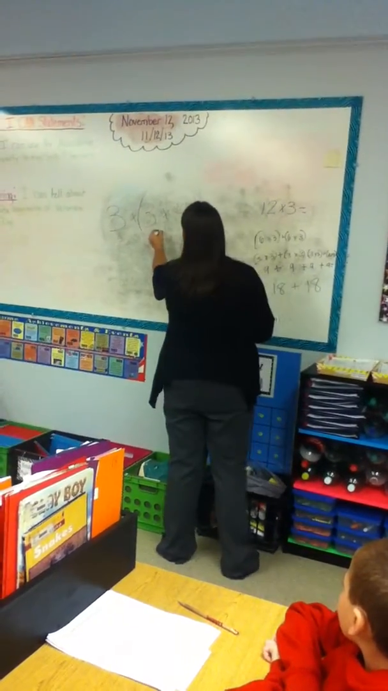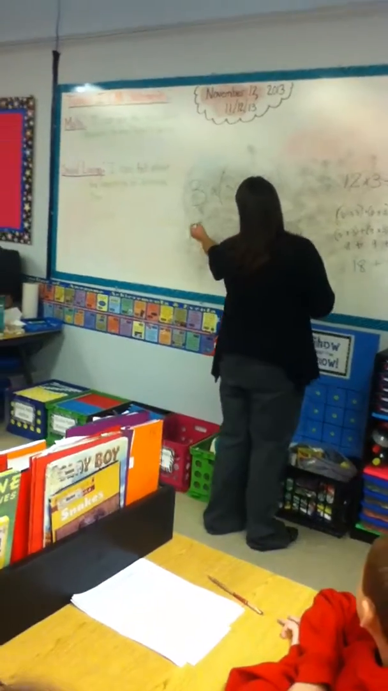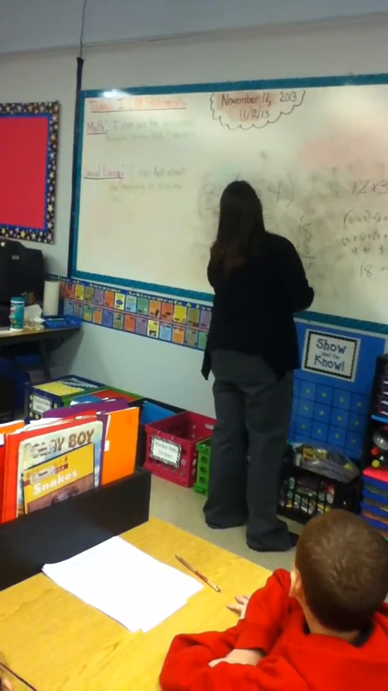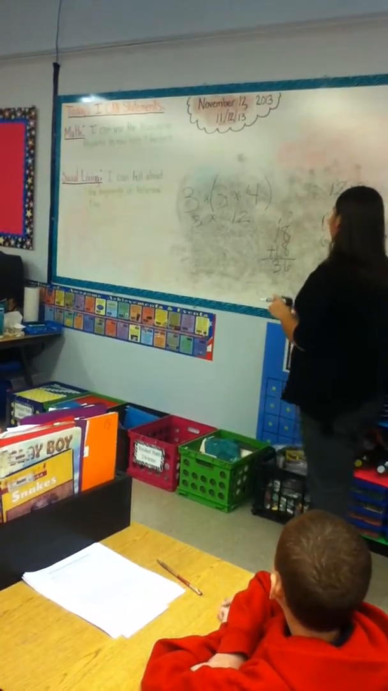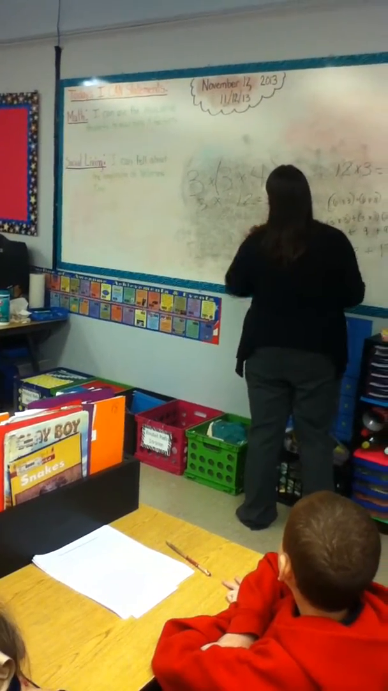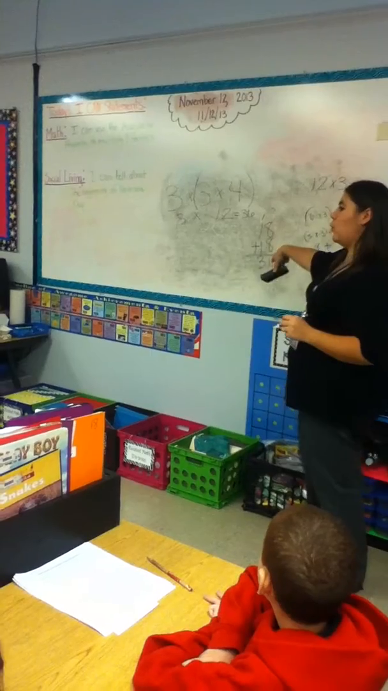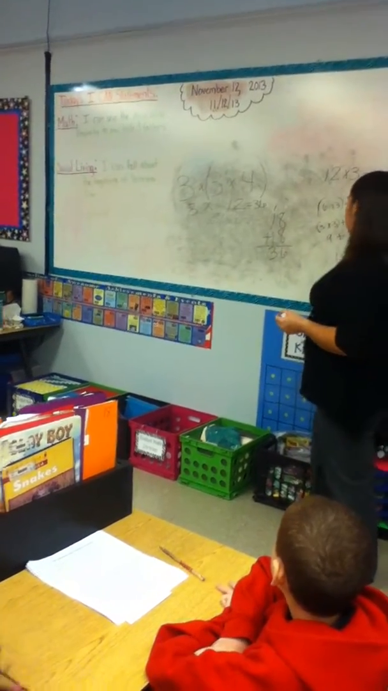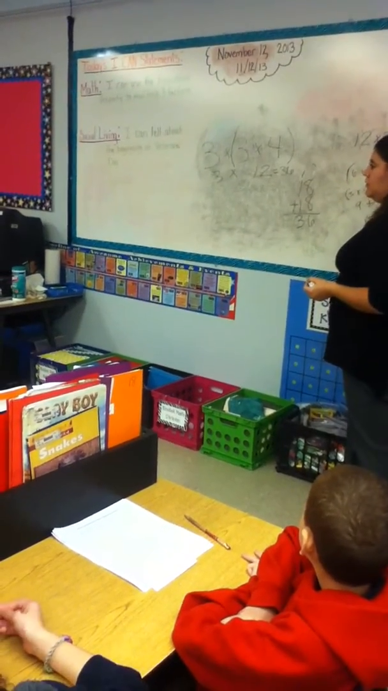So we said 3 times 4 was 12. And 3 times 12 is what? 36. So 3 times 3 times 4 is? 36. Did our product change? No.